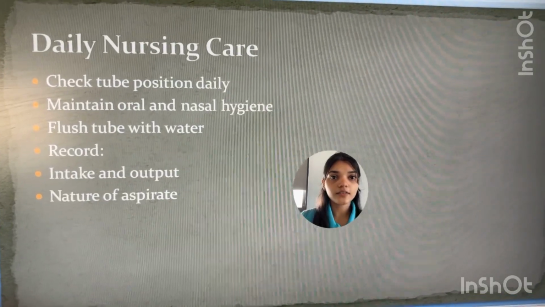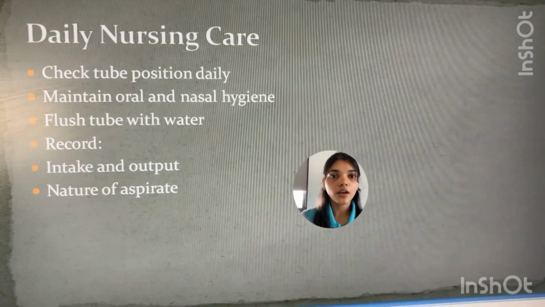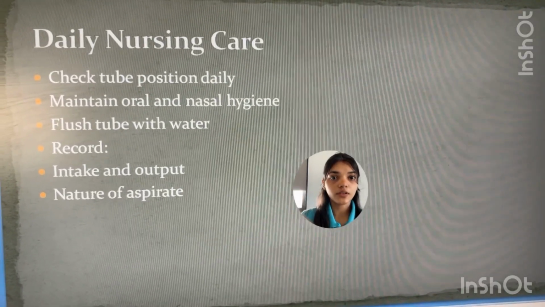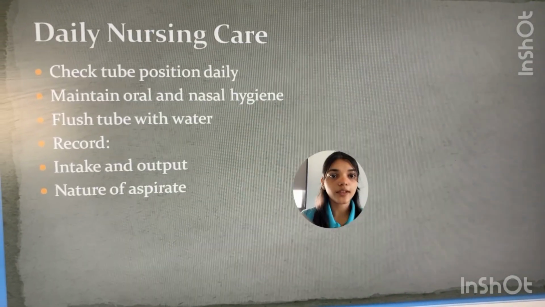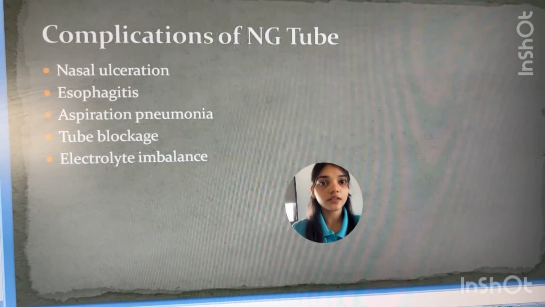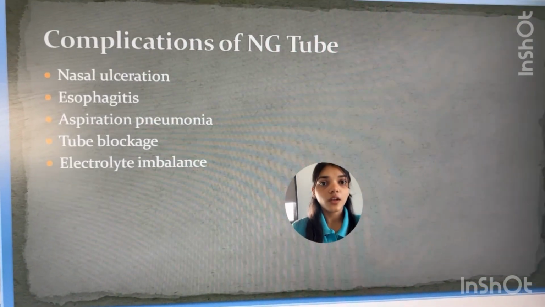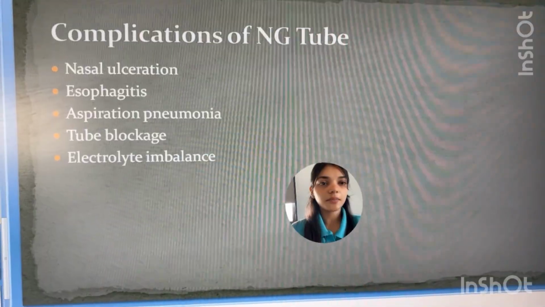Daily nursing care: check tube position daily, maintain oral and nasal hygiene, flush the tube with water, and record intake and output and nature of aspirate. Complications of NG tube are nasal ulceration, esophagitis, aspiration pneumonia, tube blockage, electrolyte imbalance.